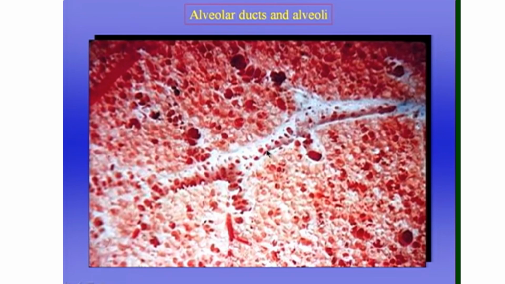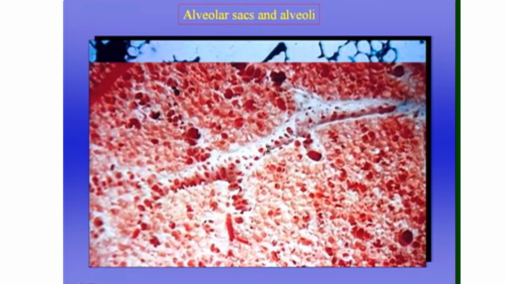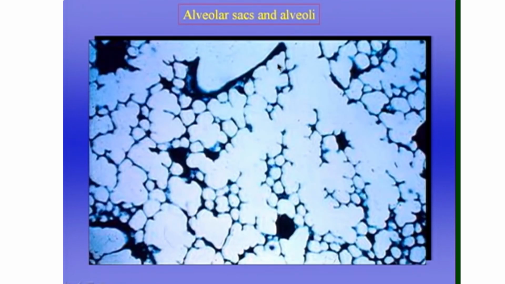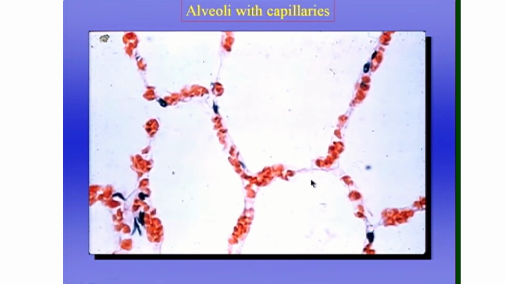So there are about 3 orders of respiratory bronchioles. Now we're even further down the lung. Here's an airway here, coming down here. And now we get these blindly ending alveolar sacs, as they're called. And in the ends of the sacs are the alveoli. And then finally, we see the alveoli.